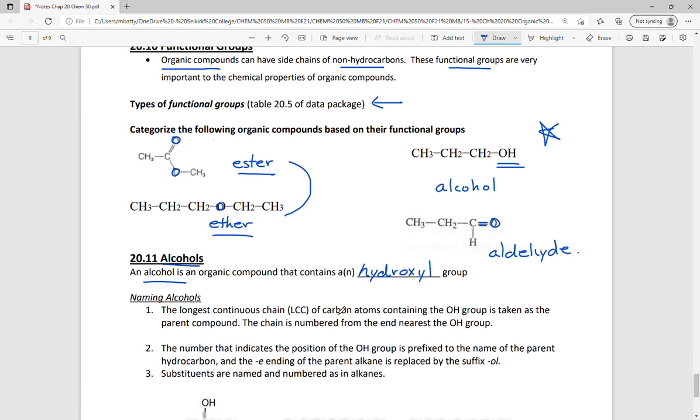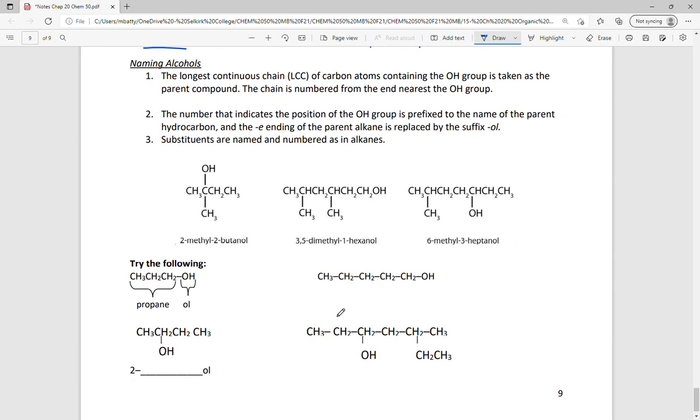Naming alcohols, this is the only one that we're actually going to really give some time to in naming things. Very similar to what we've done before, but we continue to find that longest chain, right? And we want to find that hydroxyl group as the parent compound. And so we want a number closest to that hydroxyl group. So in these ones, we would number these up and name them. So as an example, this would be 2-methyl 2-butanol. And so the alcohol changes the ANE to an OL in these.